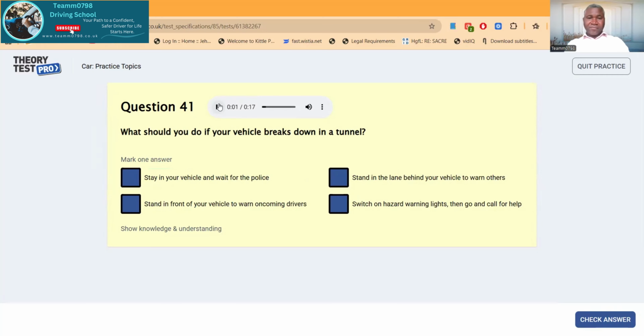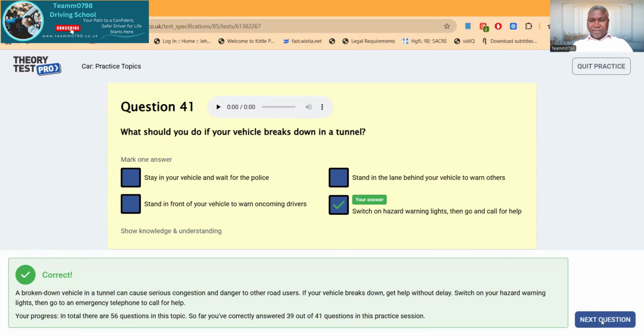What should you do if your vehicle breaks down in a tunnel? Stay in your vehicle and wait for the police. Stand in the lane behind your vehicle to warn others. Stand in front of your vehicle to warn oncoming drivers. Switch on hazard warning lights, then go and call for help. Okay, I think this sounds a lot more reasonable. Yeah, it's correct.